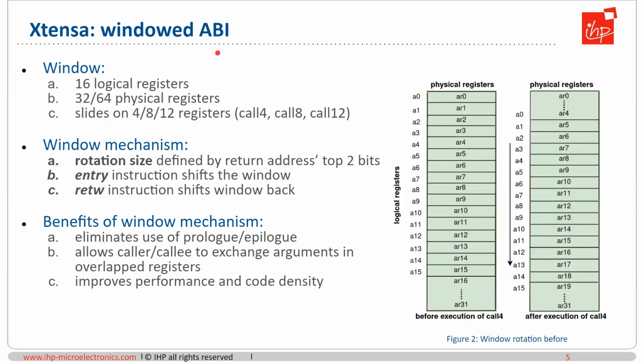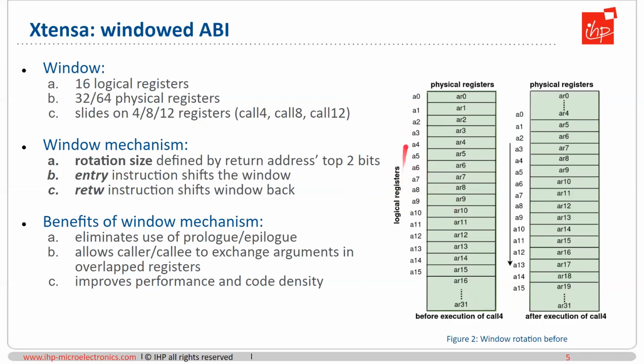In the windowed ABI, we have 16 logical registers and 32 or 64 physical registers, depending on the configuration. And the window slides by 4, 8, or 12 registers using the following functions. Rotation size is defined by the return address top 2 bits. The entry instruction shifts the window, and the retw instruction shifts the window back.